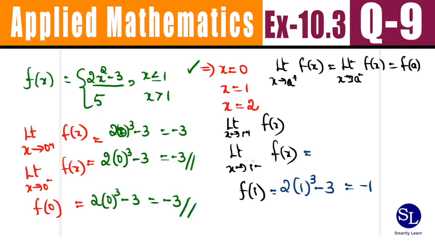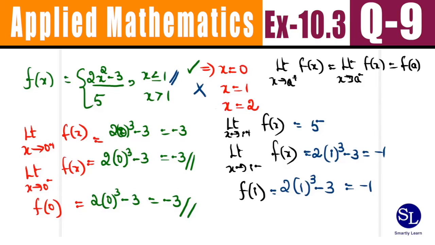Now, when I compute limit x tends to 1 from the negative direction, my definition is still this. So here it is 2 into 1 squared minus 3. So again, I'm going to get minus 1. However, when x is greater than 1, my definition of f of x is 5. So here when I say x tends to 1 plus, it's moving from the positive direction, so the value of f of x is going to be 5. So you see that all the three values are not equal. Therefore, at the point x is equal to 1, this function is not continuous.